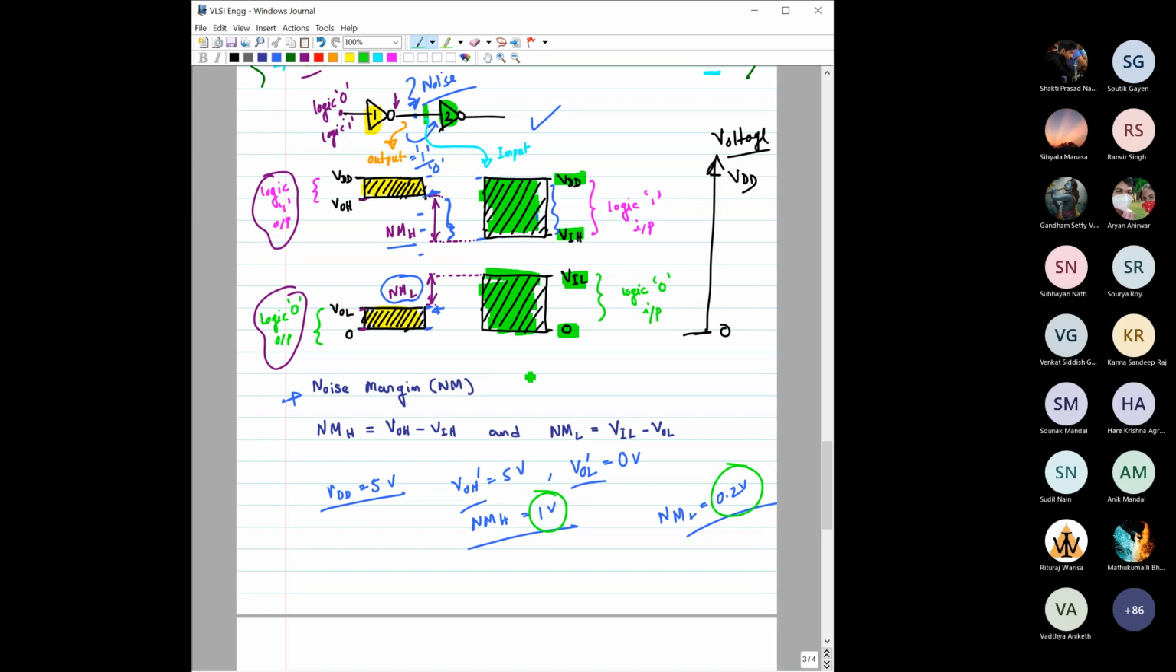So while you are designing any digital gate, it is expected the noise margin would be high, and at the same time the noise margin would also be symmetrical. Symmetrical in the sense means similar. If it is 1 volt, then that would also be around 1 volt.